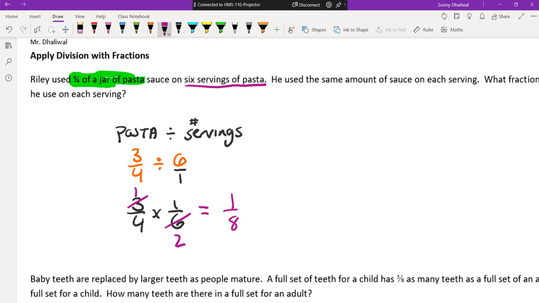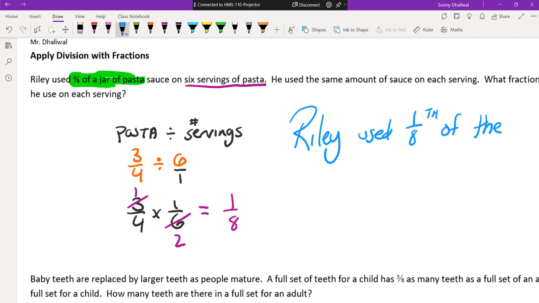So we do a little statement. Riley used 1/8 of the jar for each serving. Okay? And that's it.